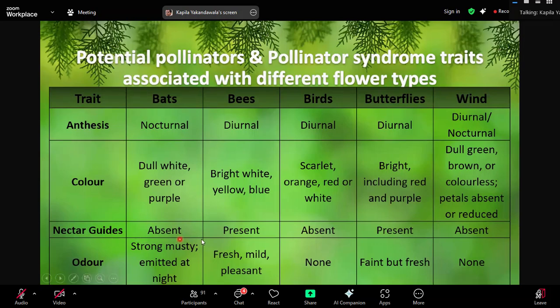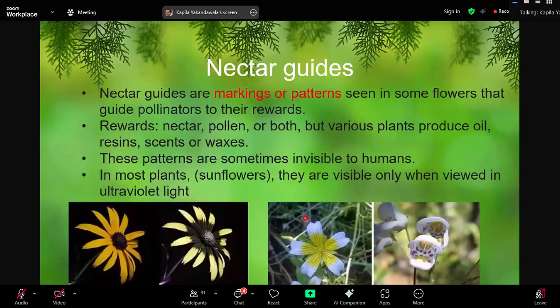Then there's something called nectar guides. For bee and butterfly pollinated flowers, nectar guides are present. But for others, they are absent. What is a nectar guide? Nectar guide means in some flowers, if you see, this is the flower. If you look at the flower under the UV light, you will see some guides. You can observe this only under the UV light.